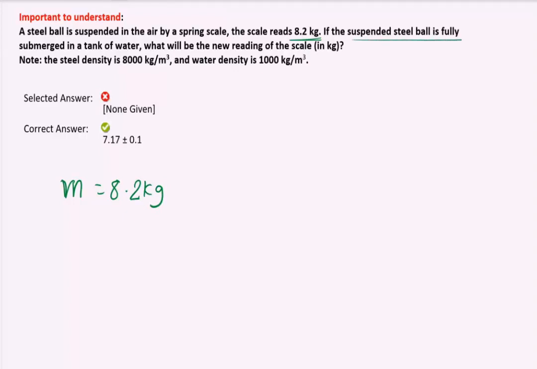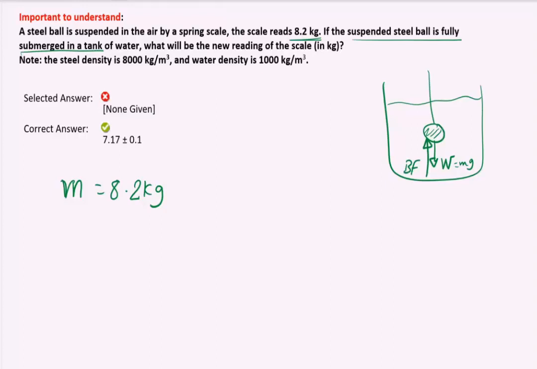If the suspended steel ball is fully submerged in a tank of water, similar to the previous problem, okay, I will submerge it in water. So in this case, I will have the weight, the real weight, which is mass times gravity, and I have buoyant force. If I subtract them, this will give me the reading of the scale. Exactly similar to the previous problem. So the reading of the scale is the difference between the real weight and the buoyant force.